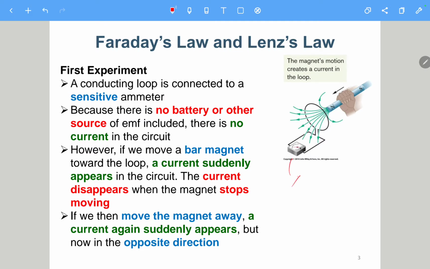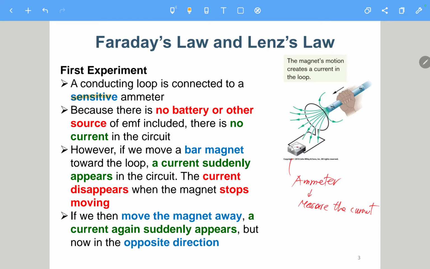This is a so-called ammeter. The ammeter is to measure the current in the loop. The term sensitive here means it can measure a small current, so we call it a sensitive ammeter.